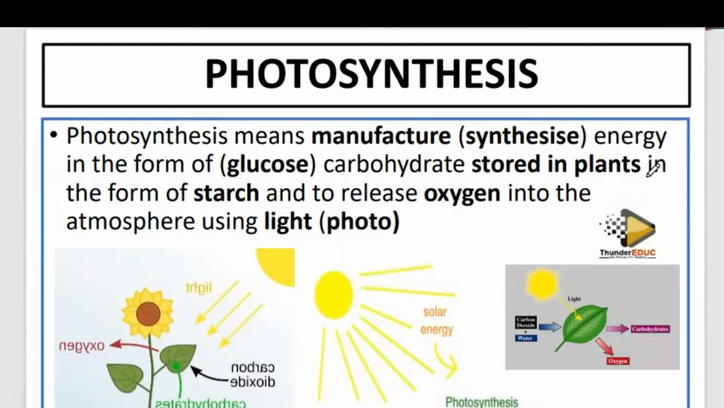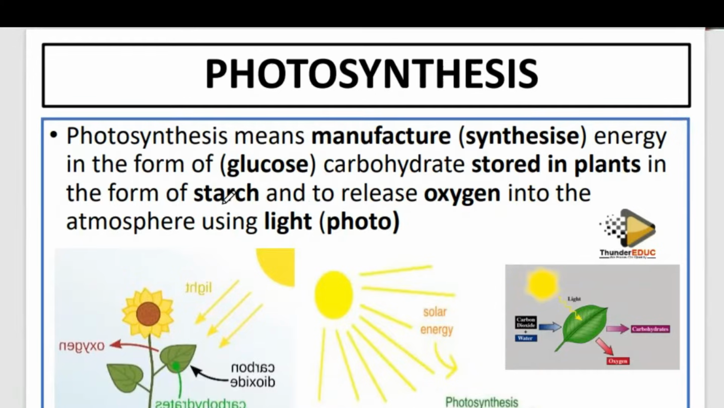So these plants have a special way how they store this glucose. The stored form of glucose is called starch. It's like someone having money at hand and then money in the bank. So the money in the bank might not be that useful until you remove it.